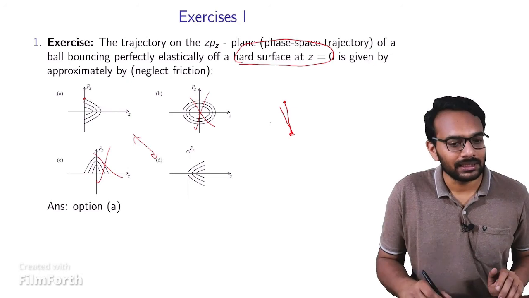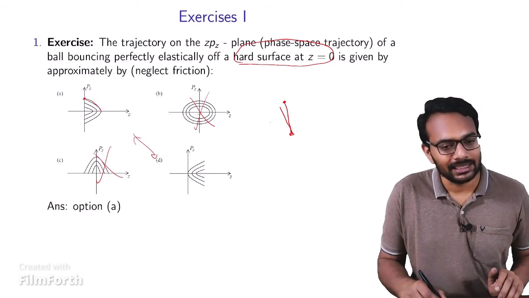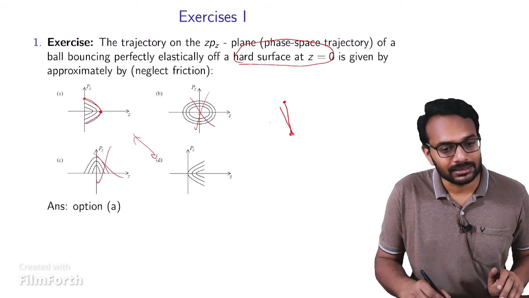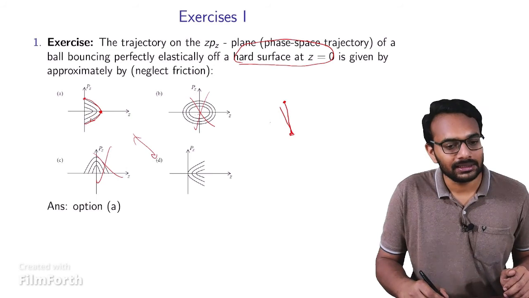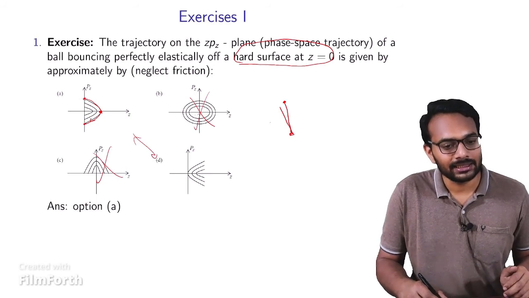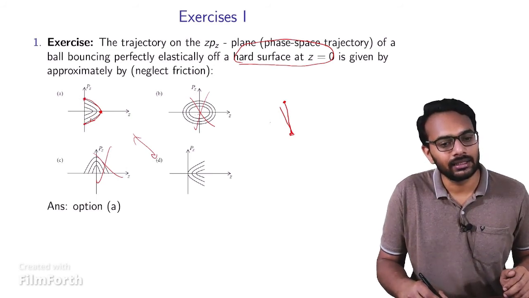So here we see that the momentum actually decreases as z increases, comes to 0 at some value of z, and then the momentum increases in the opposite direction. That's exactly the case we have. And there's no dissipation, so the ball again starts from here and traces this curve all over again.